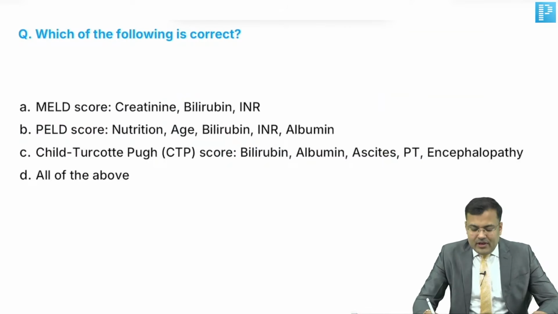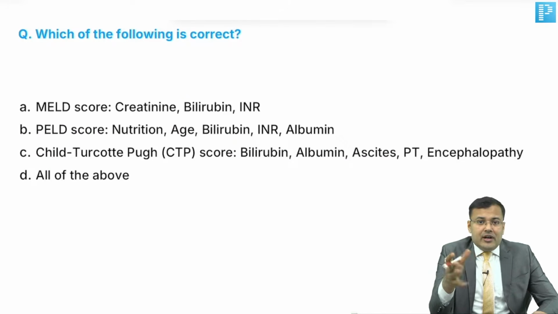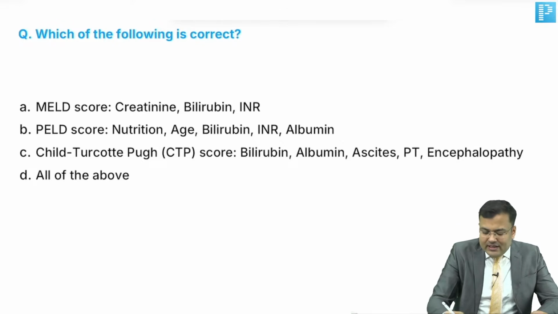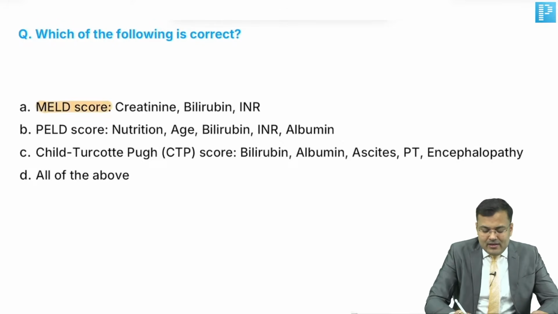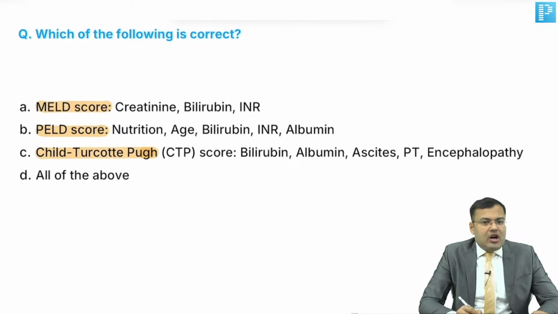Now, see this. Which of the following statements is correct? Guys, I am telling you, almost every year you are going to get MELD score, PELD score, CTP score. MELD, it's model for end stage liver disease. PELD, pediatric end stage liver disease. CTP, Child-Turcotte-Pugh score. Now, it's very easy to remember.